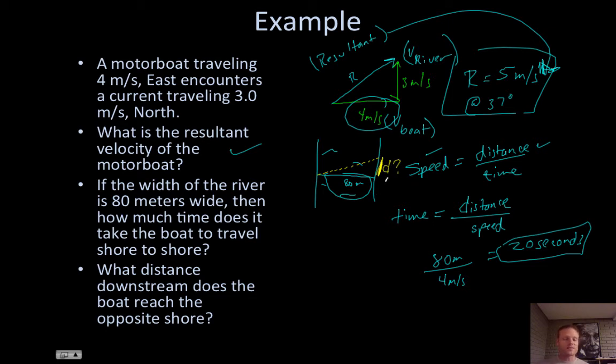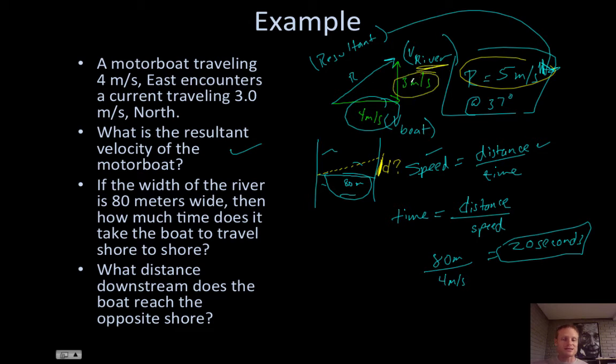Now remember, vectors that are perpendicular to each other really do not interact with one another. So we have three velocities here, right? We have the resultant velocity, we have the boat velocity, and we have the velocity of the river. Which of those velocities would be in charge of moving this boat downstream? Think about that. Well, that's going to be the velocity of the river.